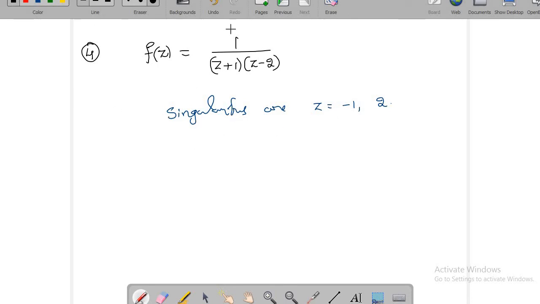Now I need to classify them. To classify them, it is enough to see the zeros of the denominator, like z equal to -1 is a zero of the denominator of order 1, or with multiplicity 1. So then it is going to be a pole of order 1. It is a simple pole. So z equal to -1 is a simple pole, and similarly z equal to 2 is also a simple pole.